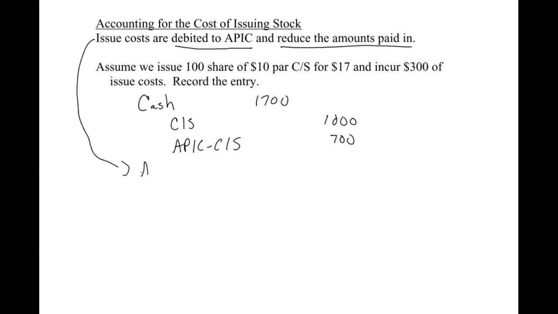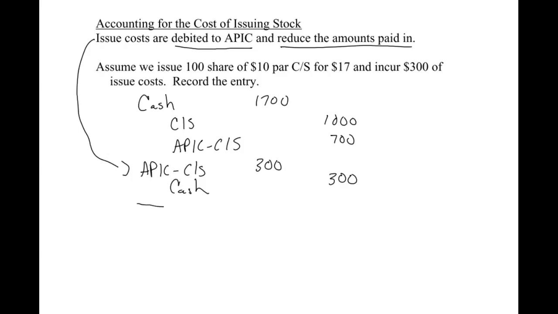Now let's handle these issue costs in the second journal entry I'll do down here below. It says debit our additional paid-in capital account for the 300 issue costs and reduce the amount paid in. So almost handle it as a separate payment. All right, so that is fine. That breaks it up into one journal entry for issue and one journal entry for issue cost.